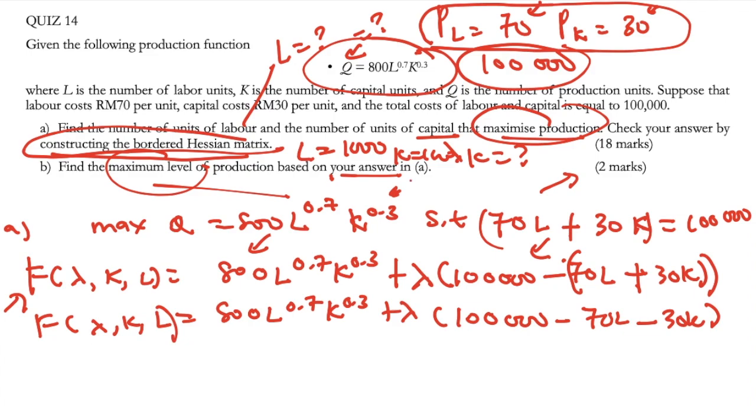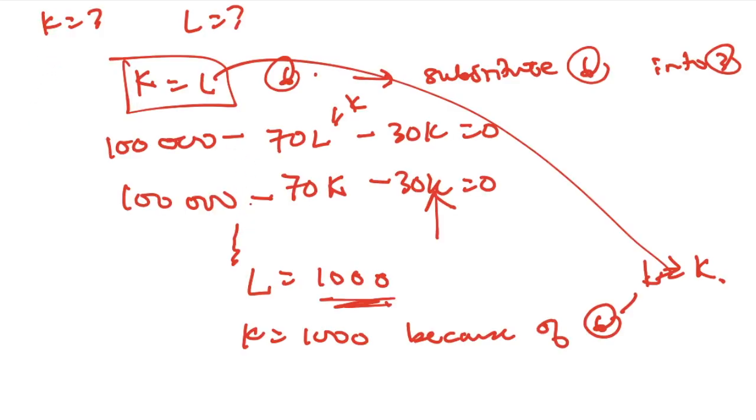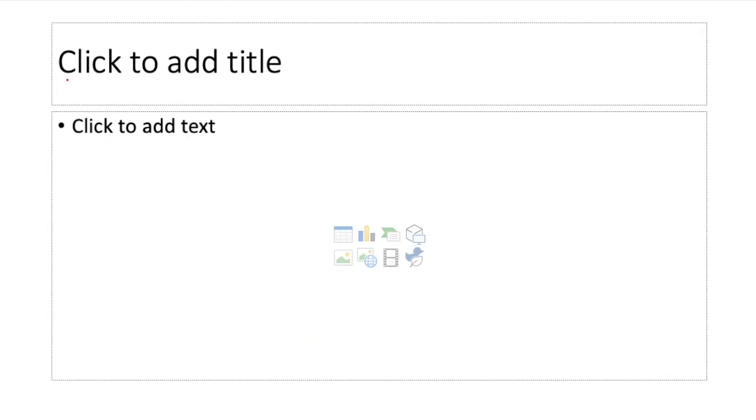So let's say we solve B first. You give some space for A, so that you can do the bordered Hessian. So let's say I do this. Because on the previous slide I was doing question A, I leave some space for question A. I move to question B first, then I come back to question A.